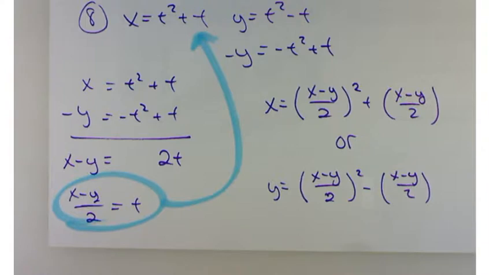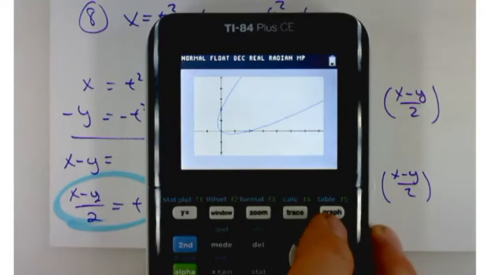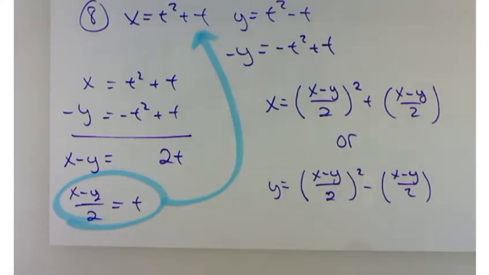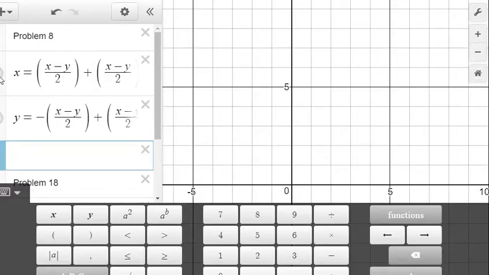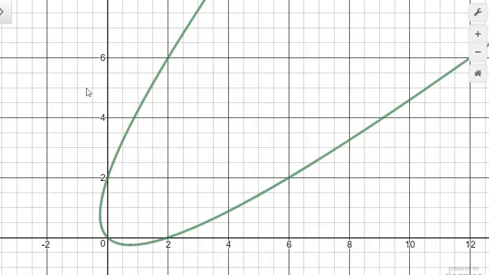Let's see if the graph of one of these matches what we have on our graphing calculator. And I'll do that on Desmos. So there's one. Looks pretty good. If I shut that off, the other one is identical. So getting the same thing either way, which is good.